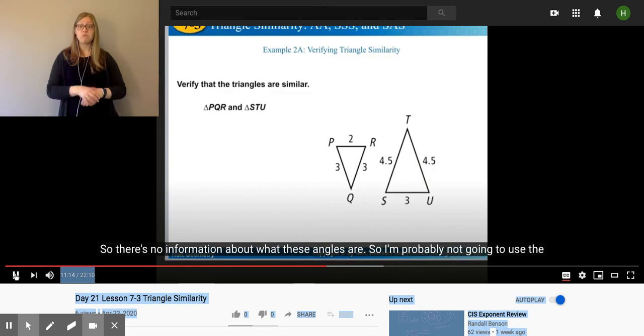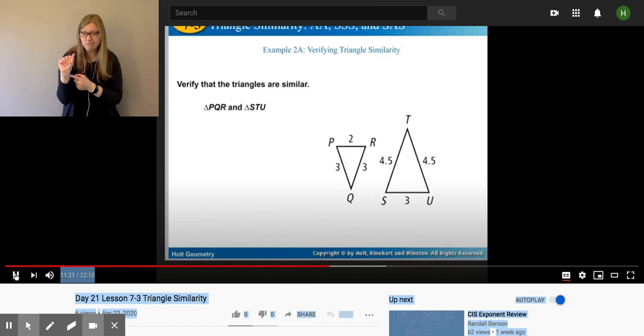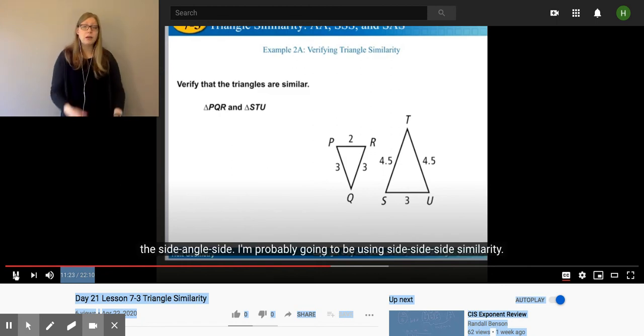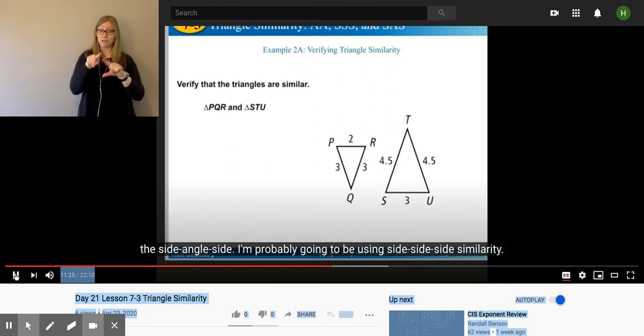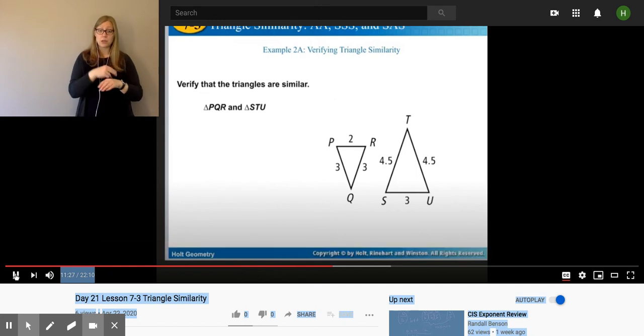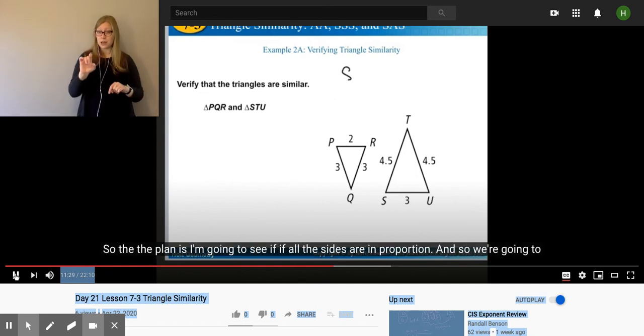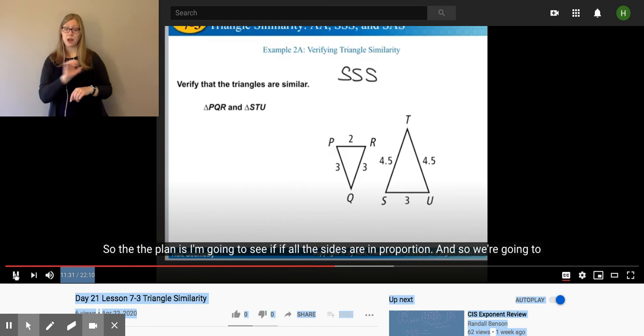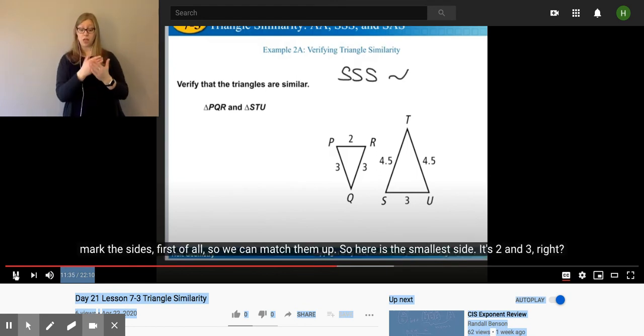So there's no information about what these angles are. So I'm probably not going to use the side angle side. I'm probably going to be using side similarity. So the plan is I'm going to see if all the sides are in proportion. And so we're going to mark the sides first of all so we can match them up.